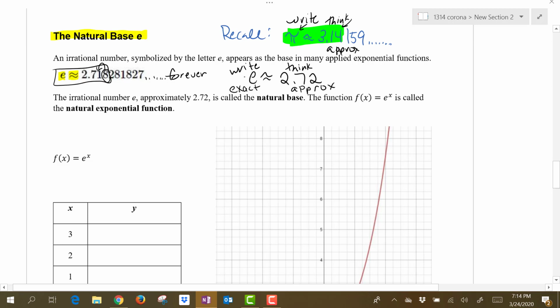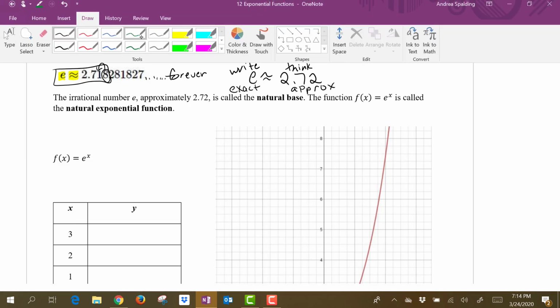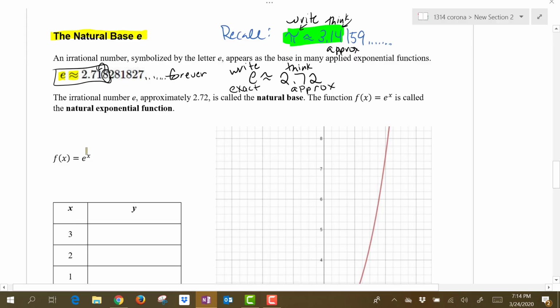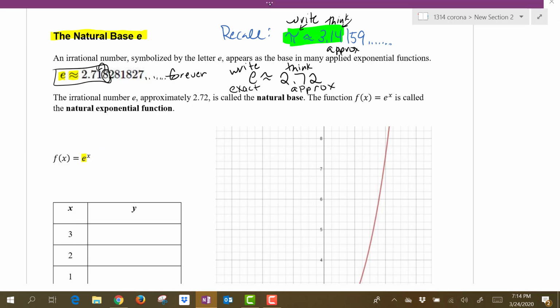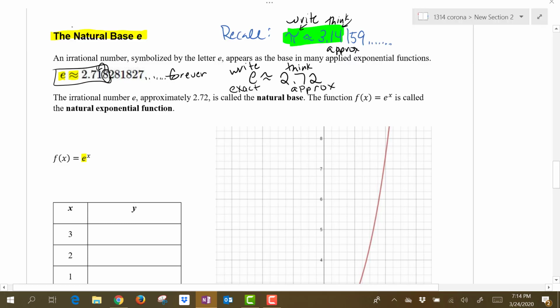Okay. The letter E, that base, is frequently used as the base of an exponential function. So the exponential function here, f of x equals e, remember that's about 2.72 raised to the power of x. So we're going to call this the natural exponential function.